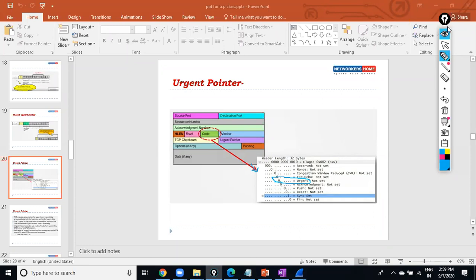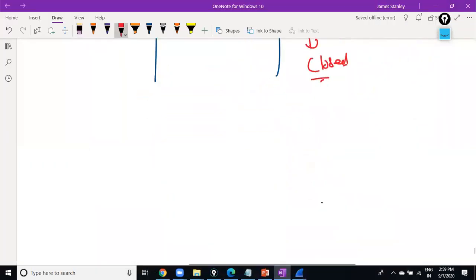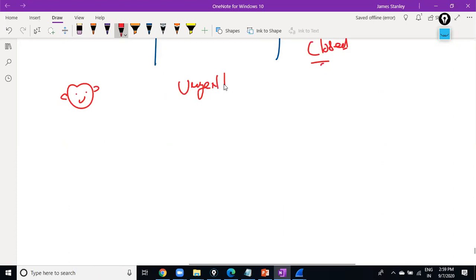Let's consider there's a programmer, and he's just building some applications, so they have to take care of all these things there. So urgent pointer is the same type of thing, okay? We have to send the data urgently. First priority we have to give to this urgent pointer.